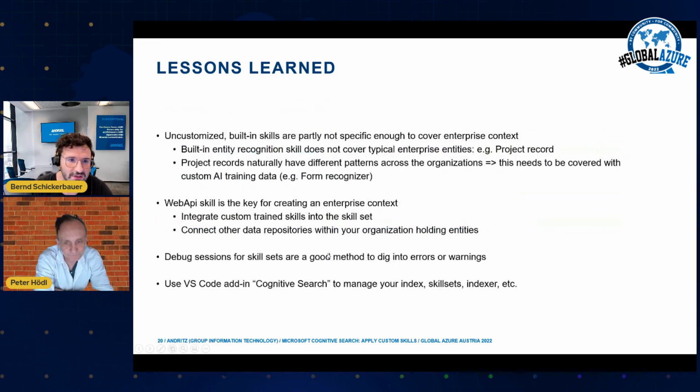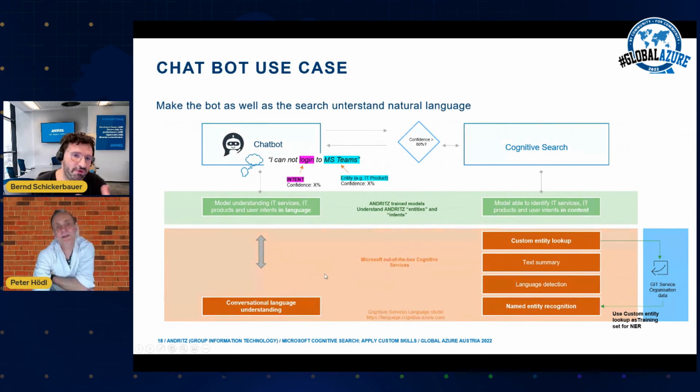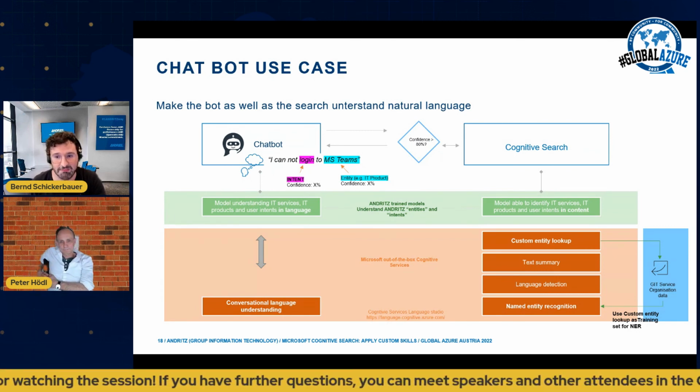Thank you. So now let me go back one slide, referring back to the use case I explained at the very beginning. Why are we doing all this? One of the use cases was we want to communicate with users in natural language. So we want to enable our apps to speak and understand language. This is why we are following this big picture, which is, on the one hand, what Peter explained: enable our search pipeline to understand specific entities. In that case, it's IT services, IT products, but also intents in content, by using custom entity lookup or even by training a named entity recognition model.